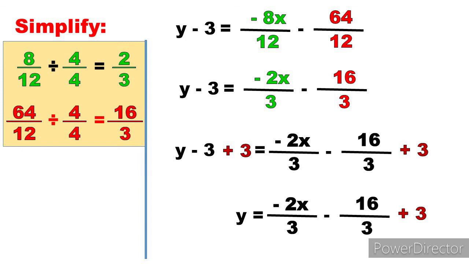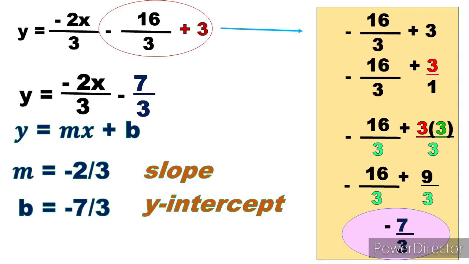Then now we have y equals negative 2x over 3 minus 16 over 3 plus 3. The next step is to simplify negative 16 over 3 plus 3. The denominator of 3 is 1, and the denominator of 16 over 3 is 3.